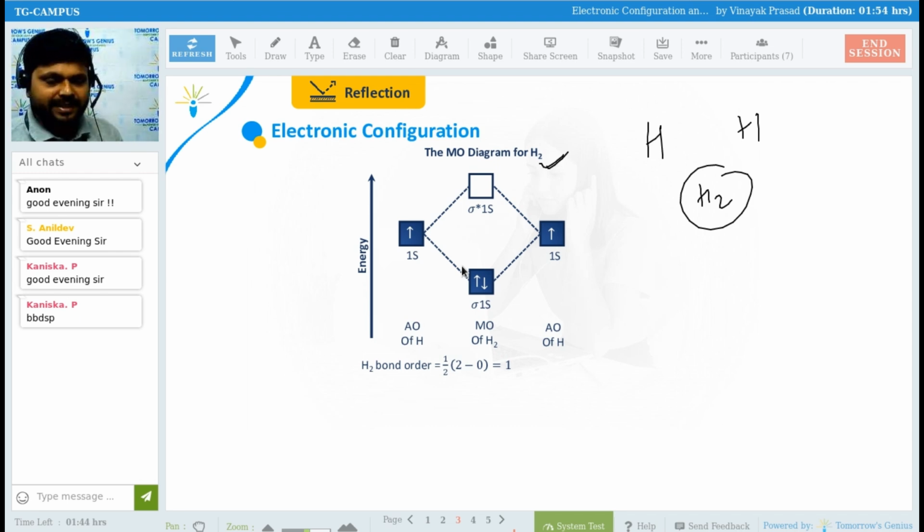Now if I ask whether sigma star 1s or sigma 1s will have the higher energy, please write in the chat section, guys, which will have the higher energy. Anil Devi is the only one writing. Why are you not writing? Sigma 1s will have the higher energy.